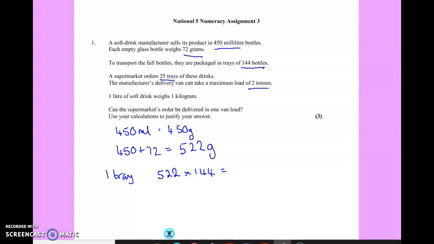I'll do 522 times 144, which is 75,168. Now I'm still working in grams just now. You might have already changed to kilograms, makes no difference. I'm going to change this to kilograms now. Grams to kilograms is just dividing by 1,000. They want 25 trays. Let's times that by 25.